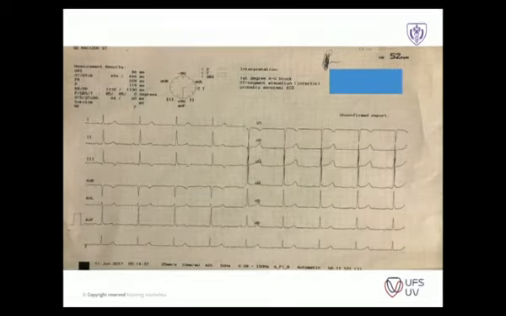After treatment, the ECG was repeated and the patient's ST segments went back to normal, chest pain improved, and we had one happy patient.